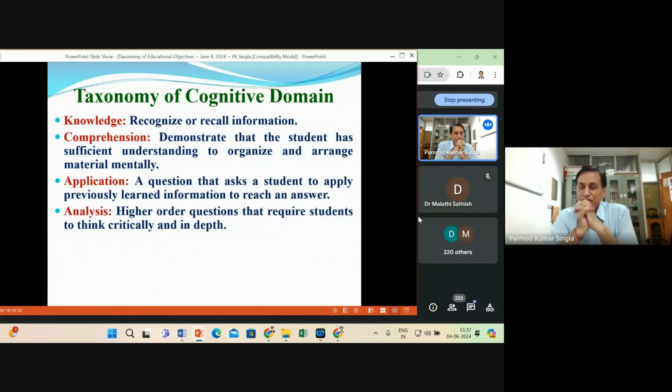Am I getting close to you? What I'm trying to say is, are you getting this point? A higher order question requires students to think critically and in depth and then apply, because he knows how to apply already. It requires a higher level.